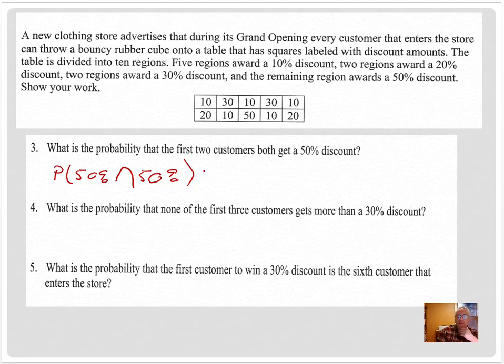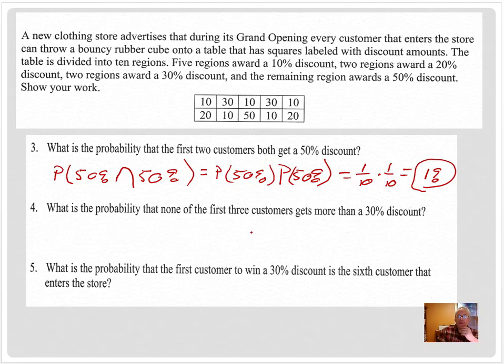So they're independent. And according to our new rule, that's the probability that the first one gets 50% times the probability the second one gets 50%. We can multiply the probabilities. And that'd be 1 out of 10 times 1 out of 10, which is 1 out of 100, which is 1%. So 1% chance the store is going to give that 50% discount 2 times in a row.